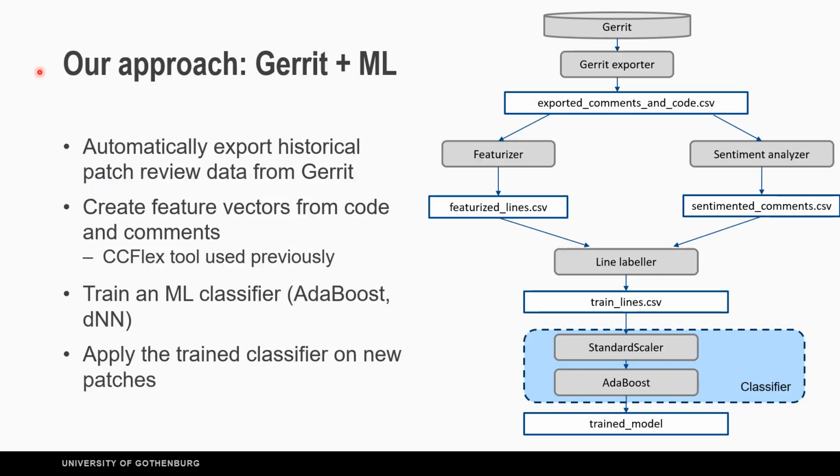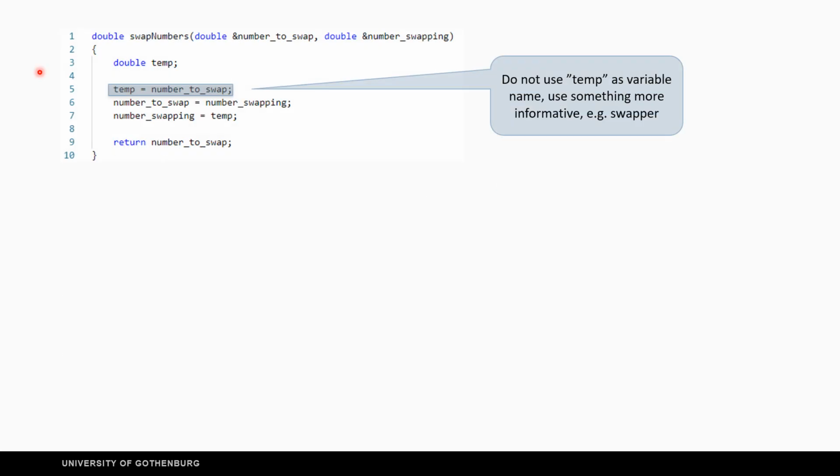Our approach is to use Gerrit and machine learning, where we take historical data from Gerrit and export that. We create feature vectors based on the lines of code itself and the sentiment analysis on the comments. Then we train the machine learning classifier based on tools that are available in the standard libraries, for example, AdaBoost or neural networks. And then we apply those trained classifiers on new code patches and identify lines of code and code fragments that require manual review.